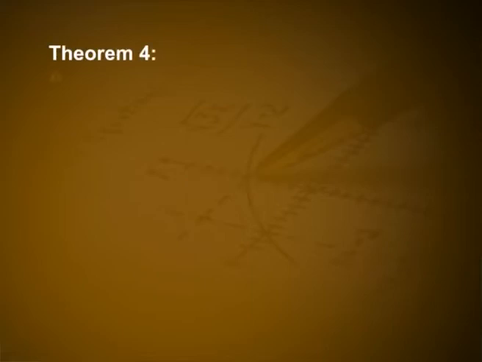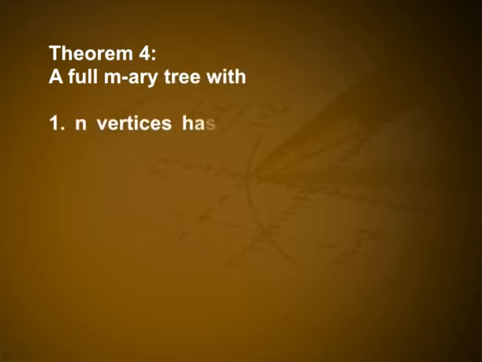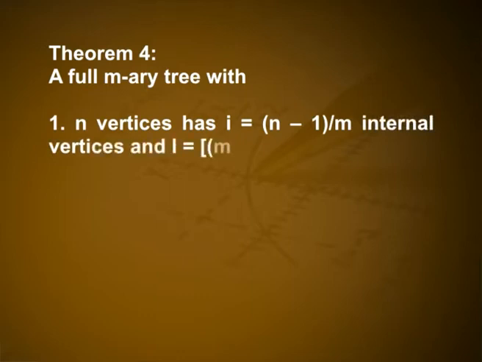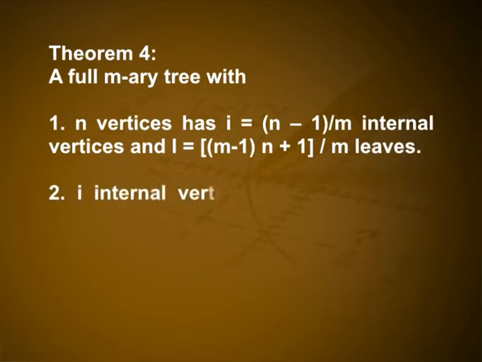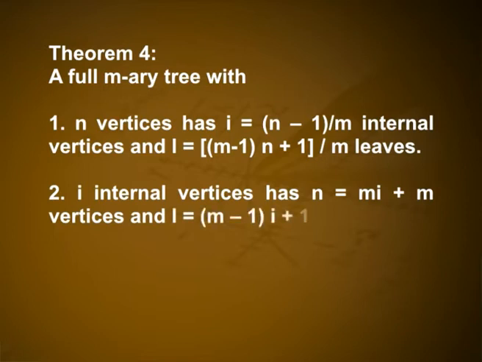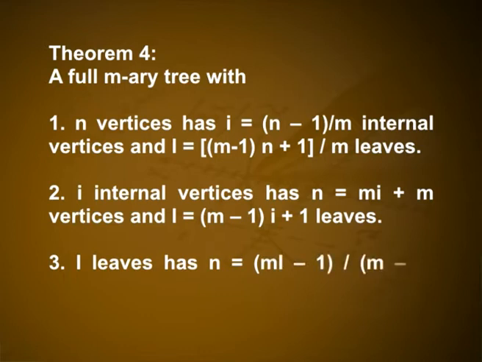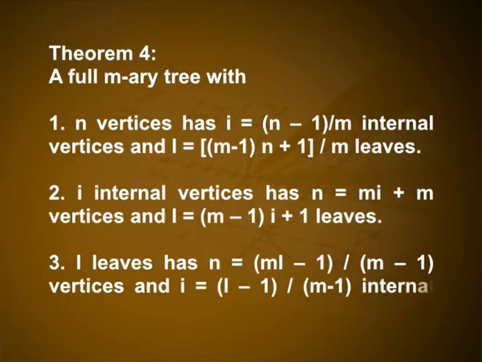Theorem 4. A full m-ary tree with n vertices has i equal to (n minus 1) by m internal vertices and L equal to ((m minus 1) into n plus 1) by m leaves. With i internal vertices, it has n equal to mi plus 1 vertices and L equal to (m minus 1) into i plus 1 leaves. And with L leaves, it has n equal to (mL minus 1) by (m minus 1) vertices and i equal to (L minus 1) by (m minus 1) internal vertices. The proof is like this.